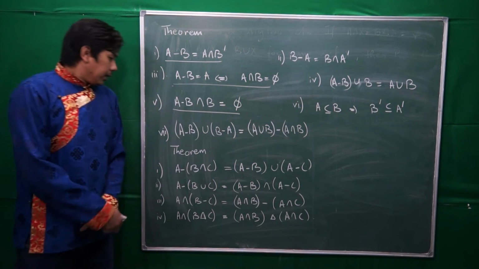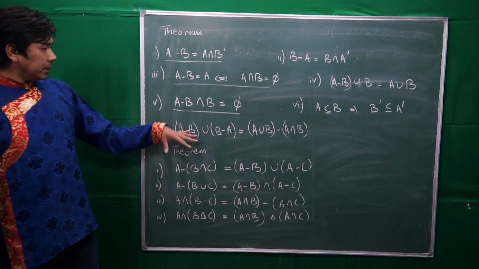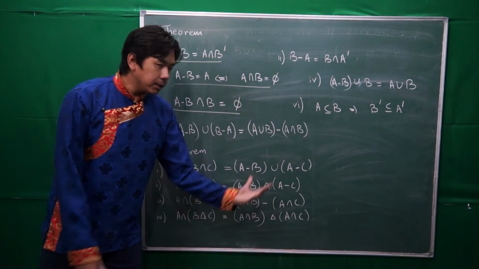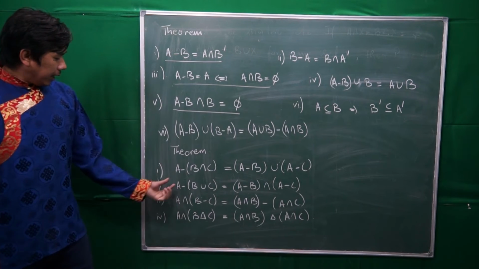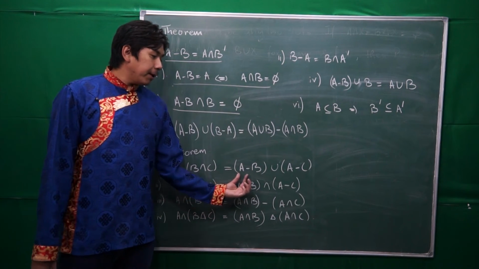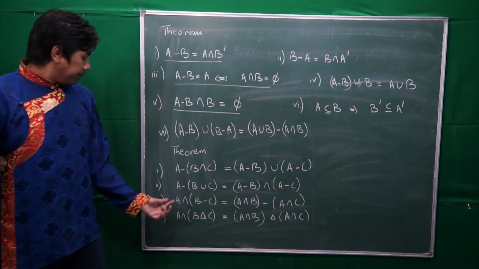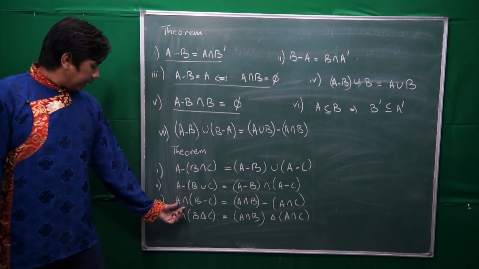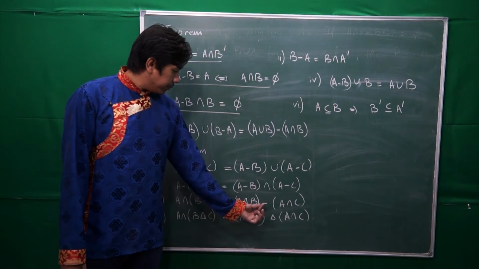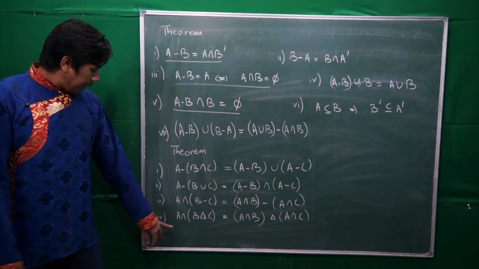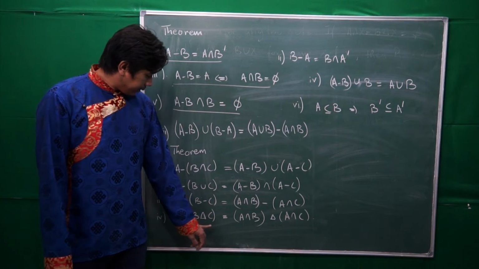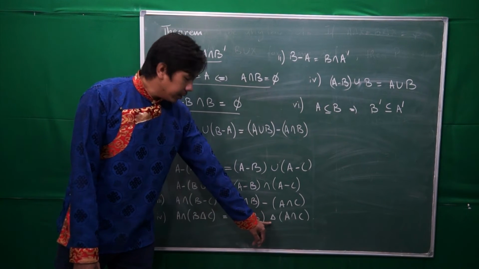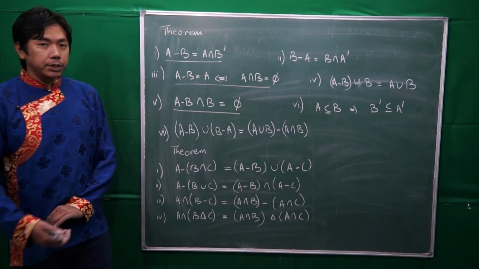Now certain more important theorems. These are general theorems. Based on these theorems, there are a few more theorems. These theorems are very important as well. A minus B intersection C equals A minus B union A minus C. Similarly, A minus B union C equals A minus B intersection A minus C. And then A intersection B minus C equals A intersection B minus A intersection C. And then A intersection B delta C. Delta means symmetric difference, as you know already, equals A intersection B delta A intersection C.